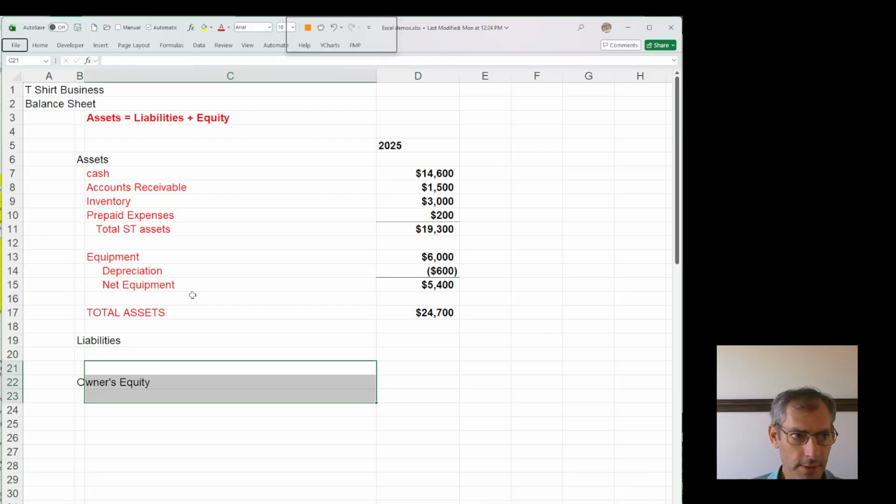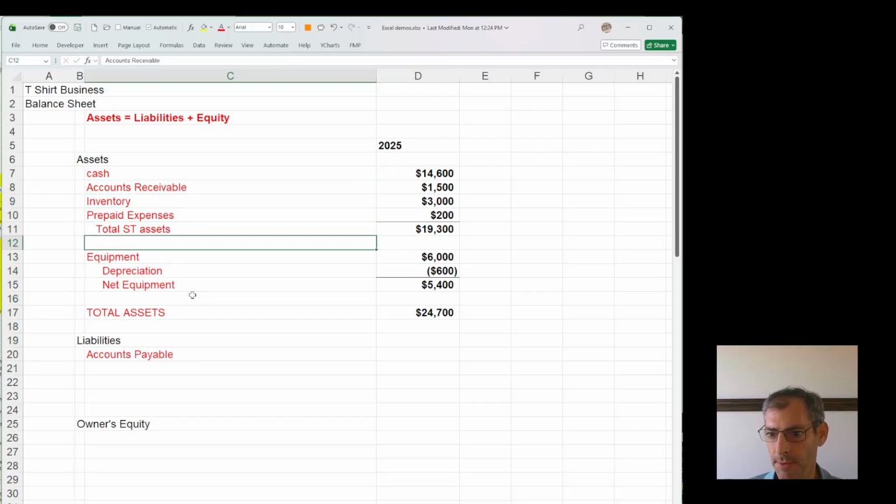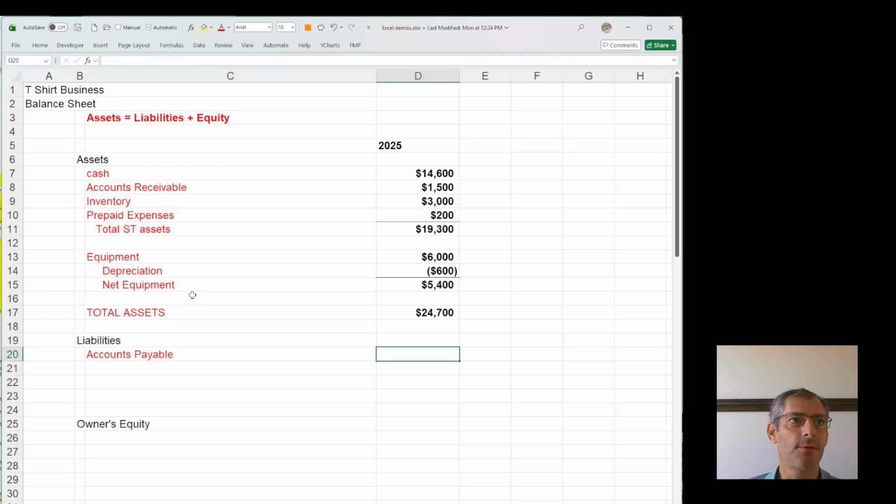Now, let's go down to liabilities. So what are some common liabilities? Well, accounts payable is an obvious one. This is just like accounts receivable, only it's the flip side. So this is a situation where we ordered something, maybe we ordered those blank t-shirts or some extra ink, but we haven't actually paid the bill for them yet, right?